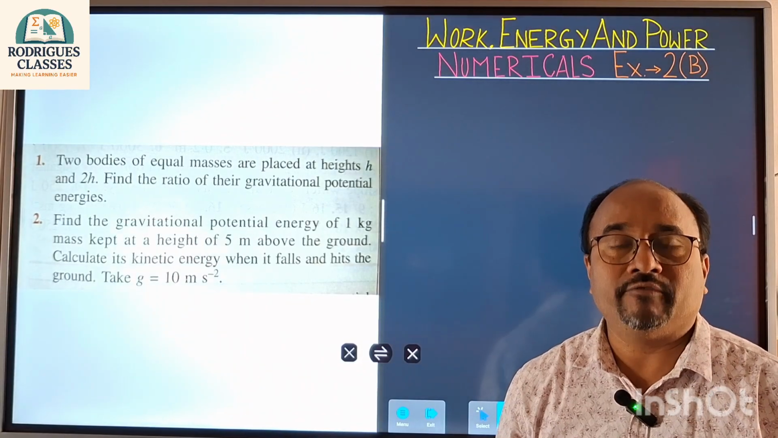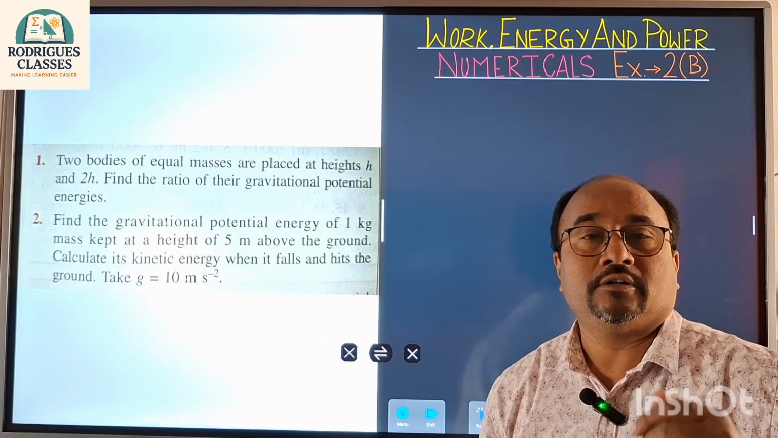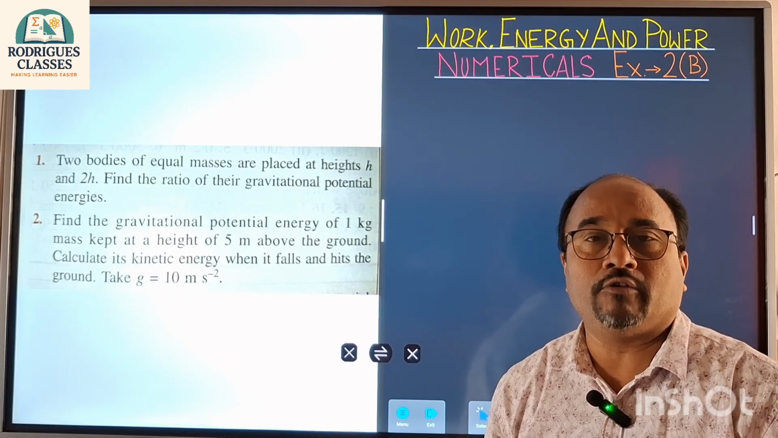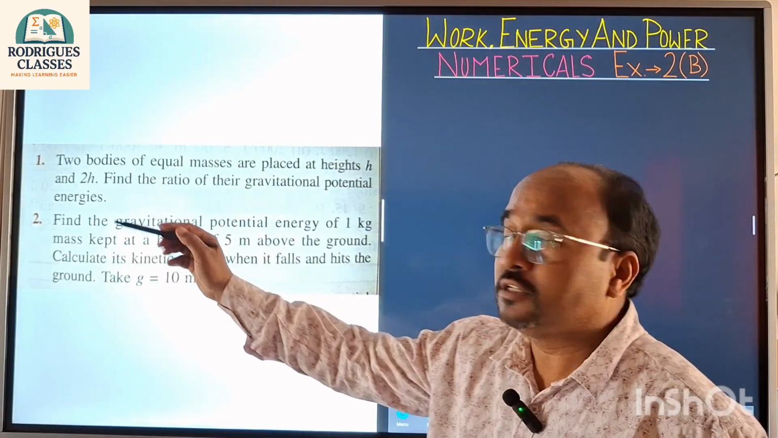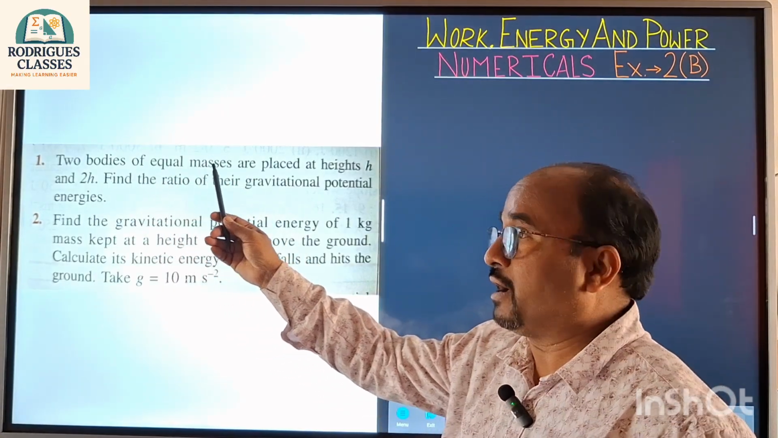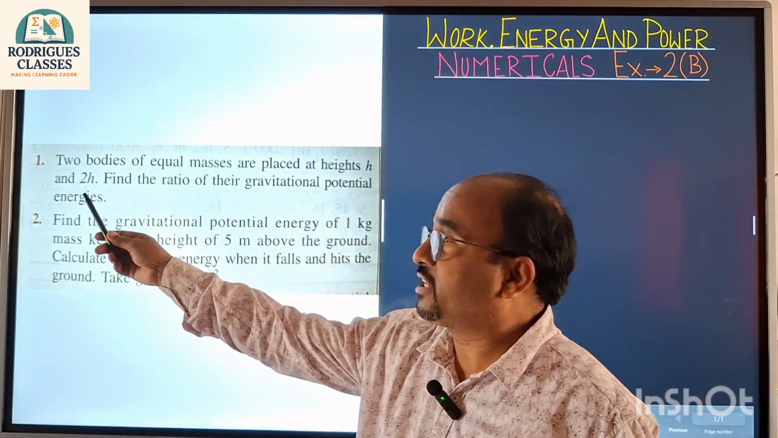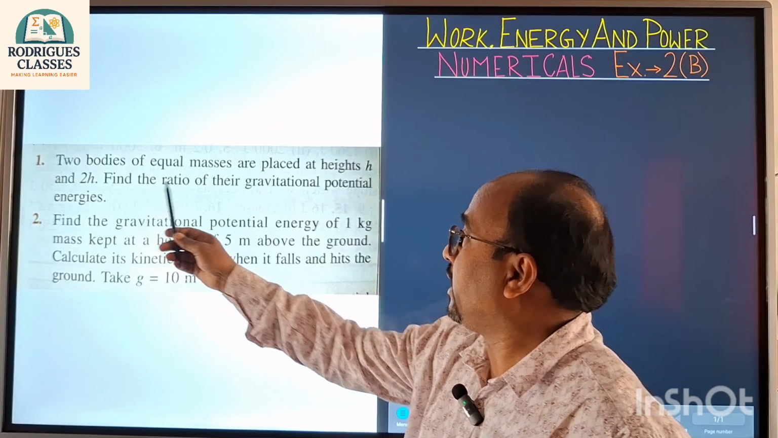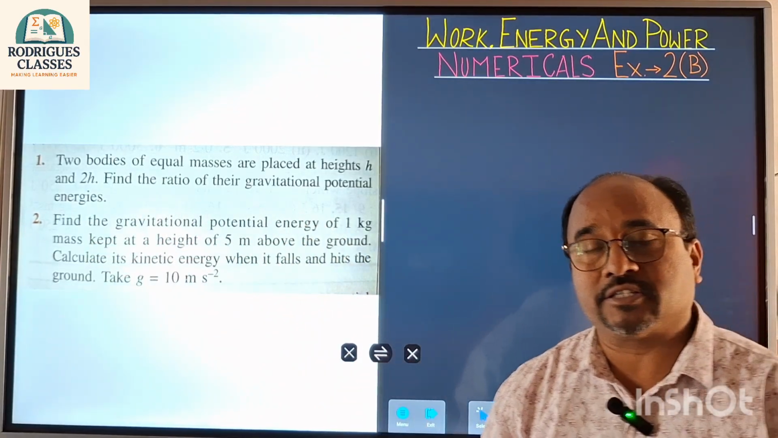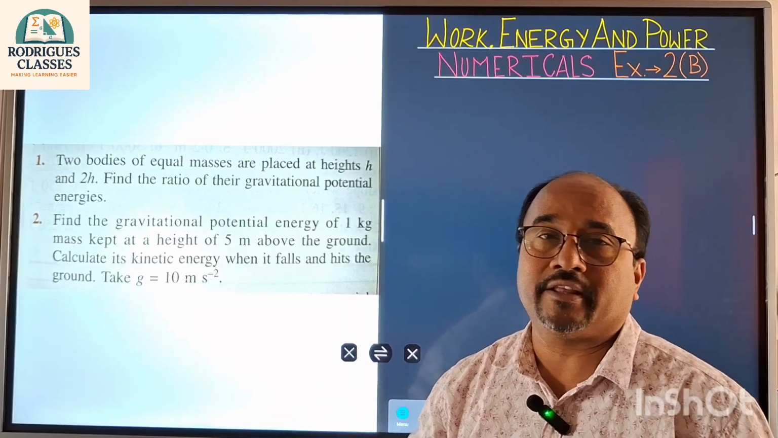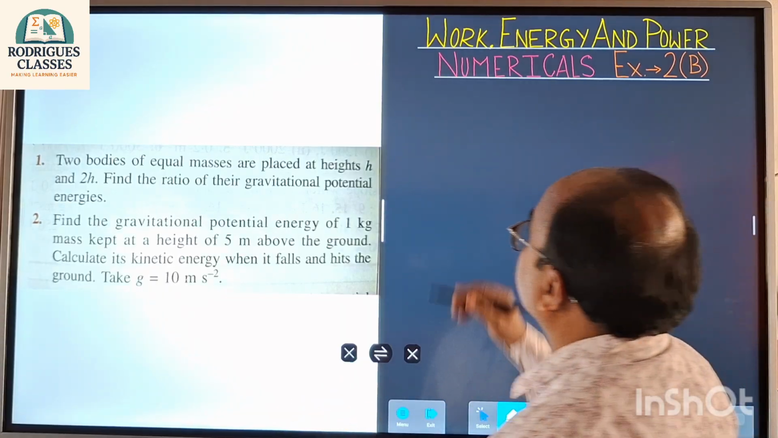So now let us begin with the numericals of exercise 2B of work, energy and power. The first numerical is: two bodies of equal masses are placed at heights h and 2h. Find the ratio of their gravitational potential energy. So the masses are the same, heights are different. We have to find the ratio of the gravitational potential energy.